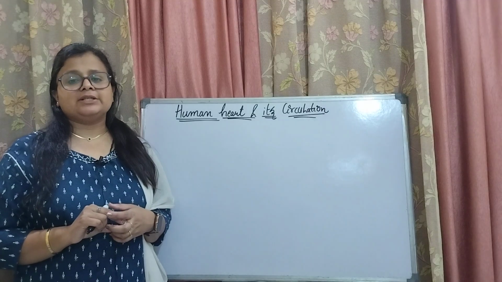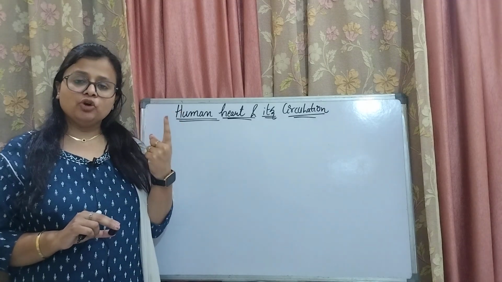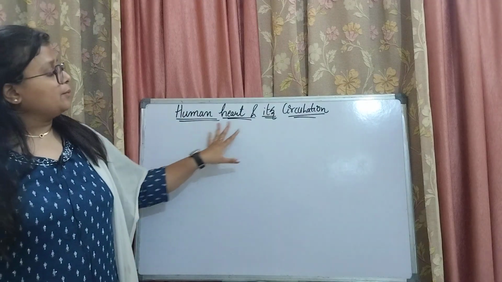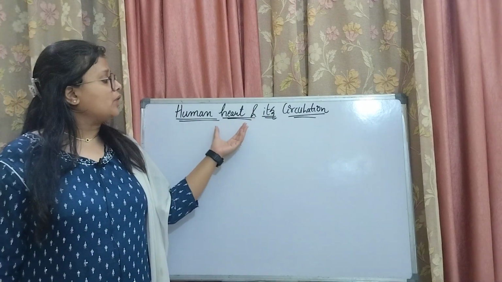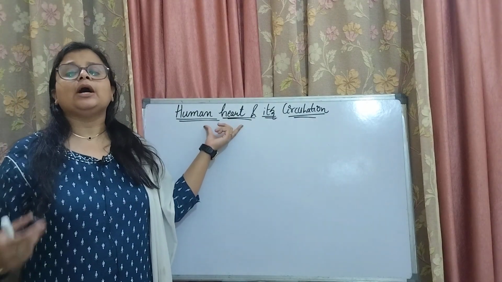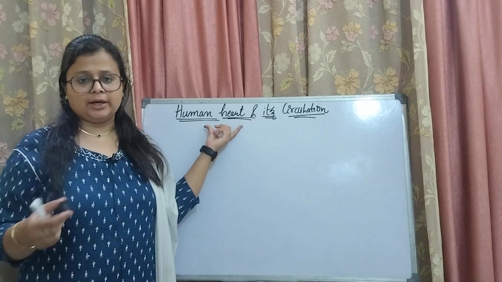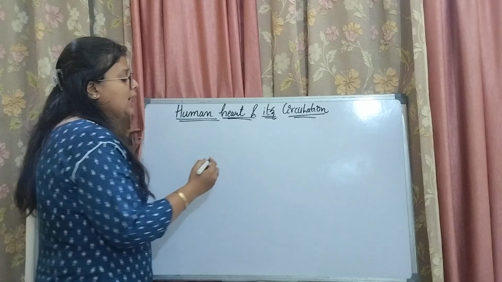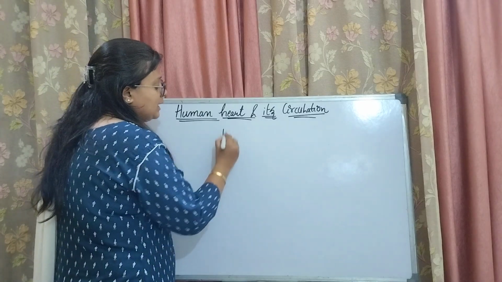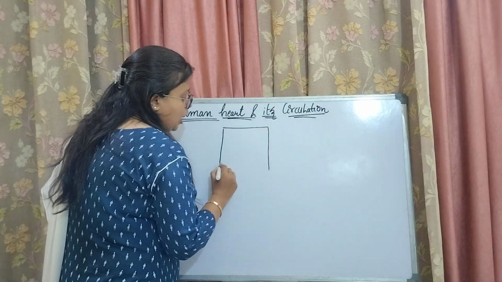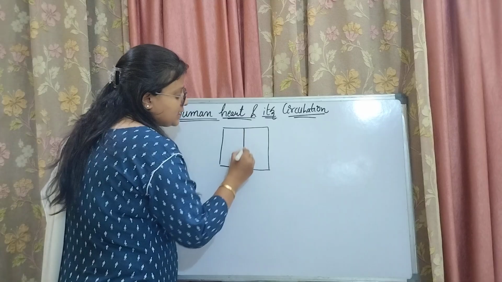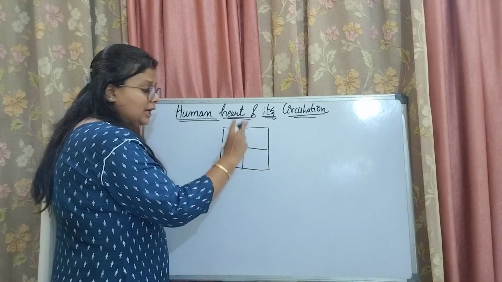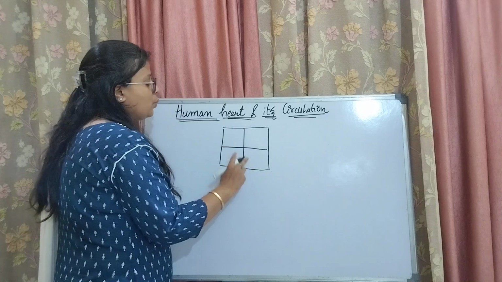The circulatory system comprises 3 units, that is the human heart, blood vessels and blood. So before starting with the circulation part, we need to know the structure of the human heart. I am drawing a rough diagram over here of the human heart. Our human heart comprises 4 chambers. How many chambers are there? There are 4 chambers of the human heart. The upper 2 are known as auricles and the lower 2 are known as ventricles.